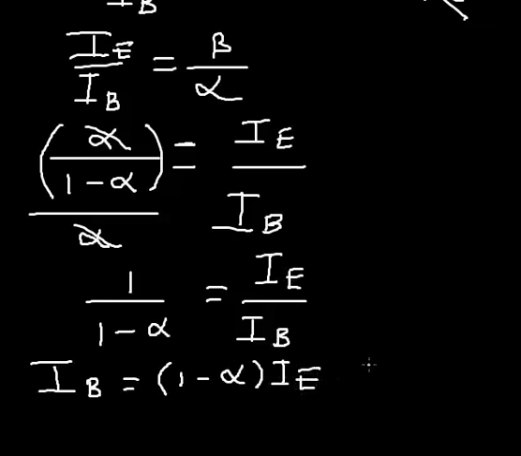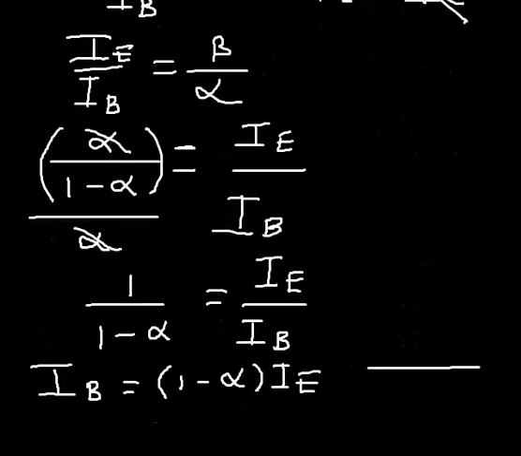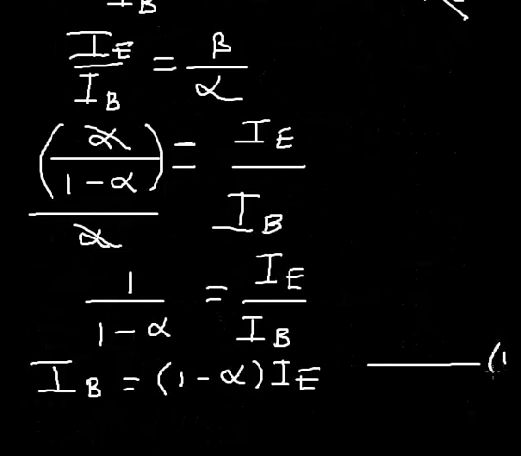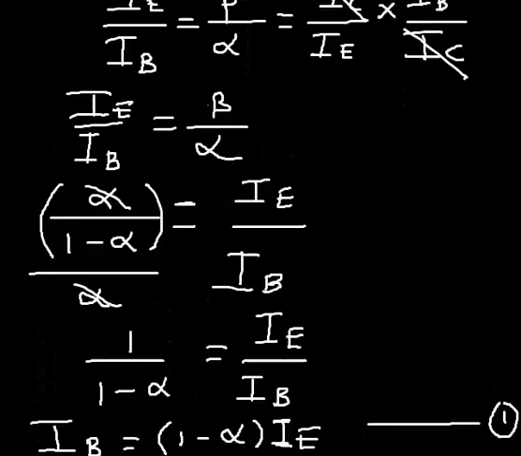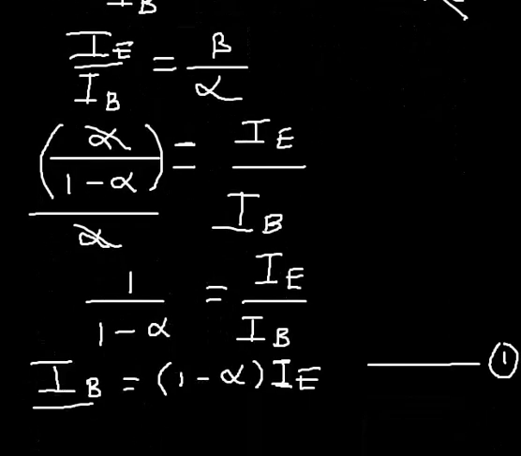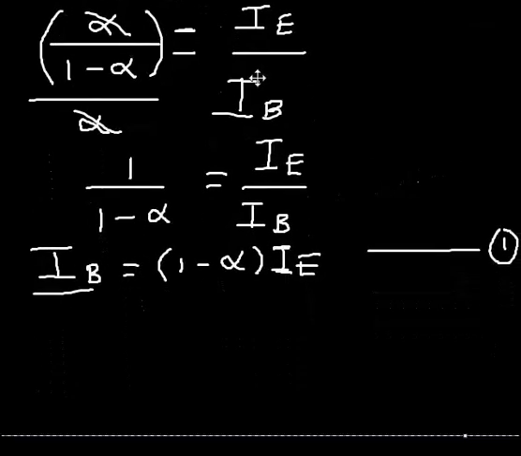So I can take this as equation 1. It's a very important equation. Base current is equal to 1 minus alpha multiplied by emitter current. So please take note of that. We have established the relation, we have proved this equation before. Then it can also go the other way around.